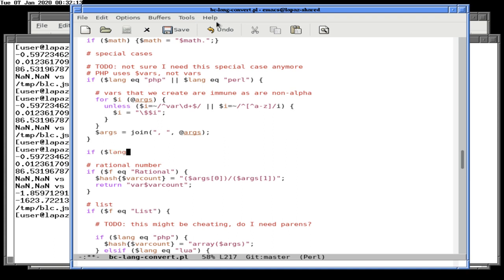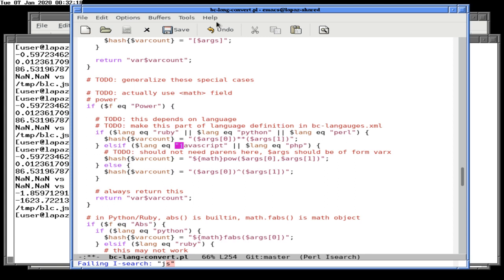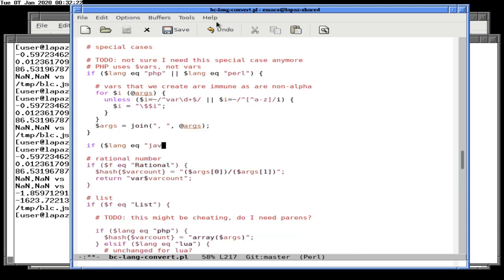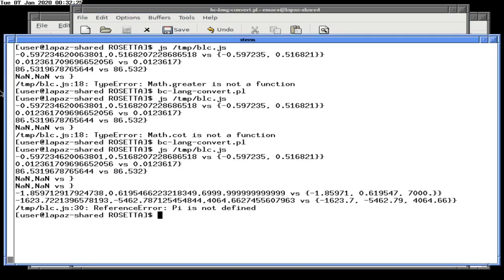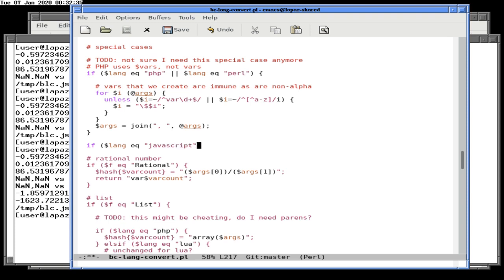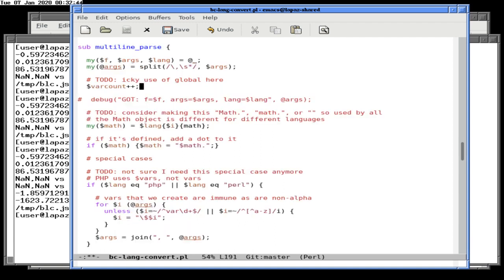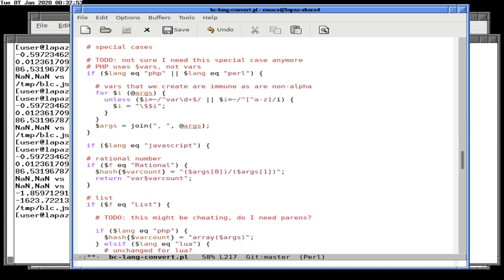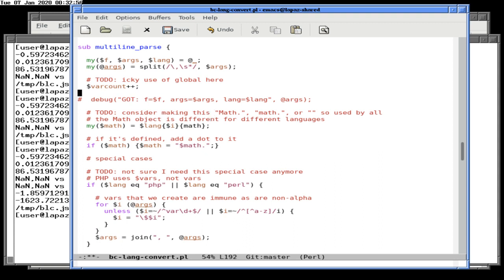if lang equals JS, I'm pretty sure the JS is JavaScript. Yeah, secant is 1 over cosine, that's correct. And I changed, cotangent is 1 over tangent. So that's the one I just added. So if the language is equal to JavaScript, multi-line parse. What the hell is the thing being sent? Oh, fogslang.